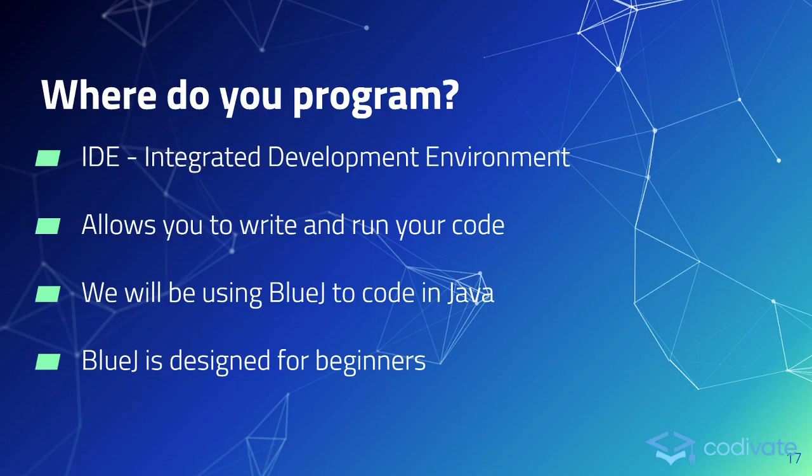So you might ask, where do we program? Well, in Java, we can program in something called an IDE, or Integrated Development Environment. An IDE allows you to write and run your code in Java. There are many different types of IDEs, but we're going to be using something called BlueJ. The reason we're using BlueJ is because it's designed for beginners, so it's very easy for you guys to start out with BlueJ.